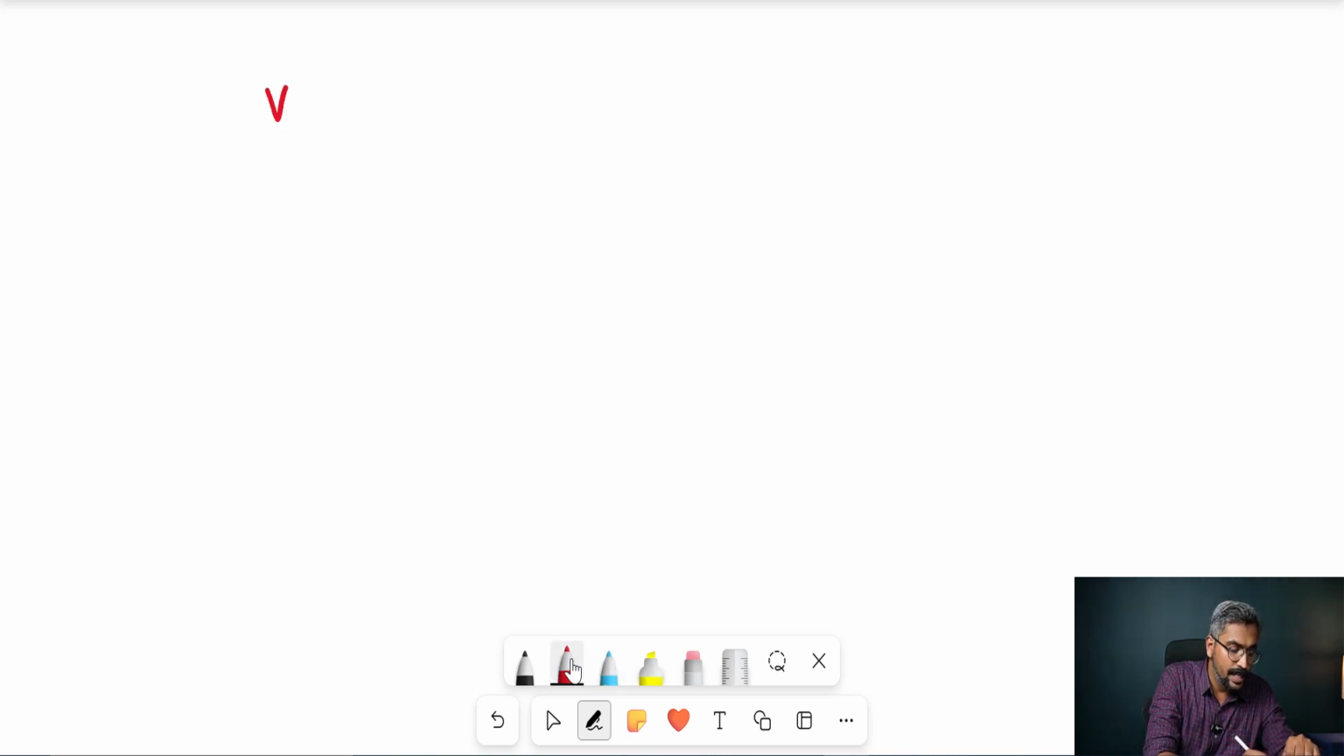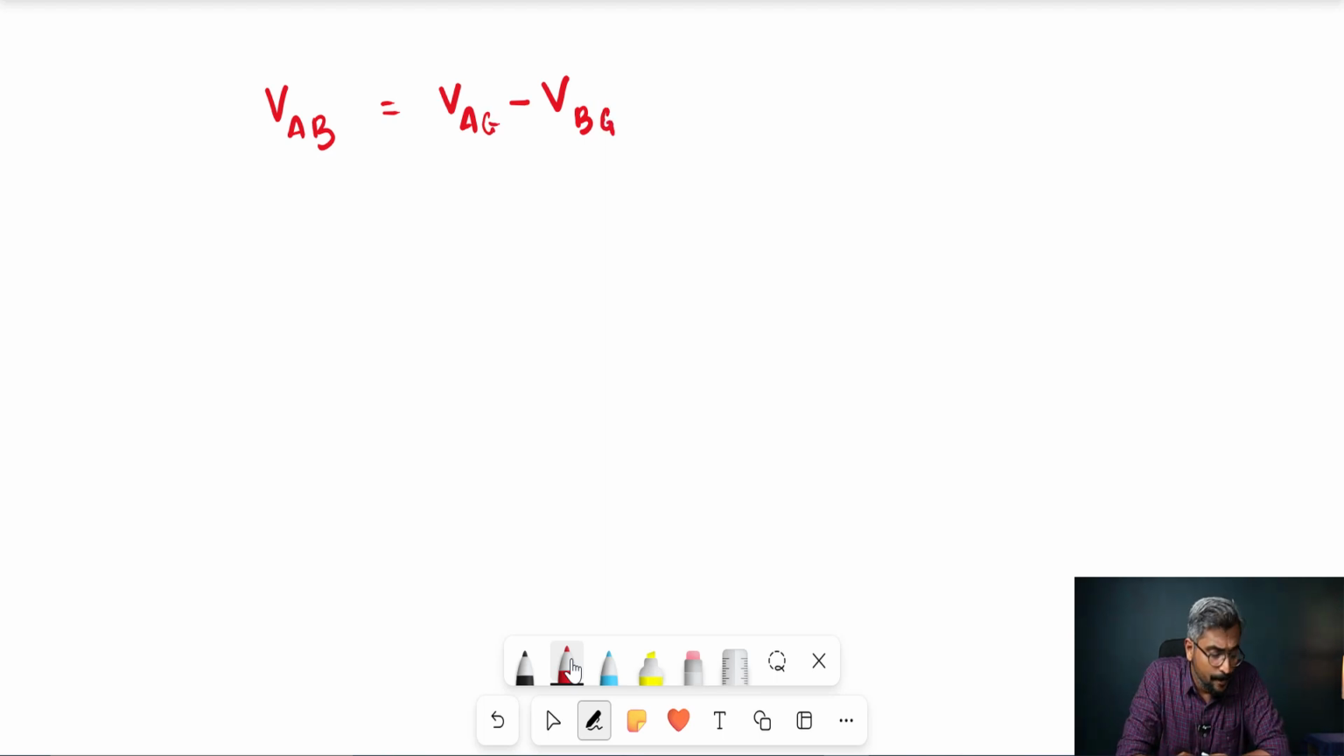So in the first case, VAB means what? The velocity of A with respect to B. It can be solved by this particular equation, that is VA minus VB. And what are this VA and VB? VA and VB are the velocities of the corresponding objects with respect to ground, or simply we can say AG, BG. So this is velocity of A with respect to ground minus velocity of B with respect to ground, and that is denoted as this one.